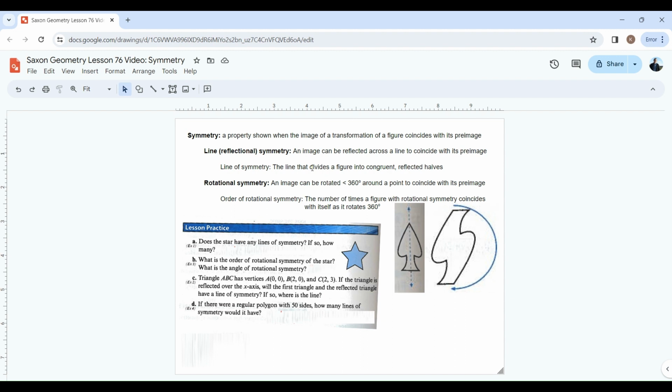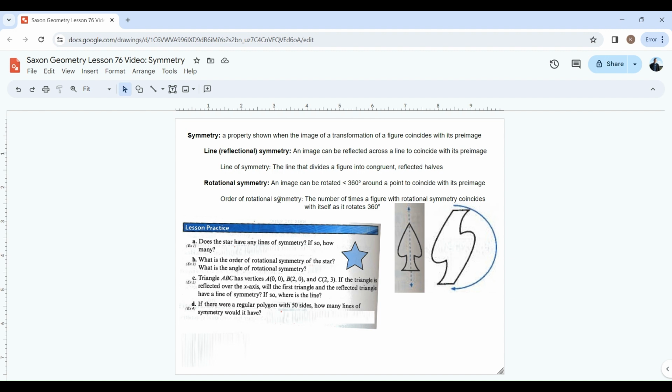The order of rotational symmetry is the number of times a figure with rotational symmetry coincides with itself as it rotates 360 degrees. And when we talk about the order of rotational symmetry, the 360 degree mark actually counts. So a triangle would have three, its order of rotational symmetry would be three.